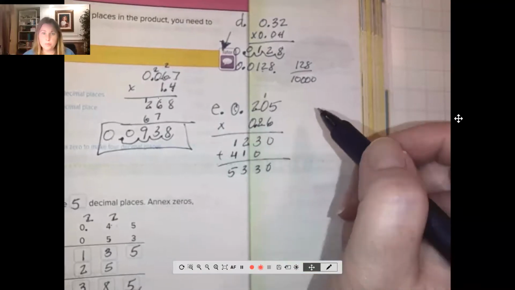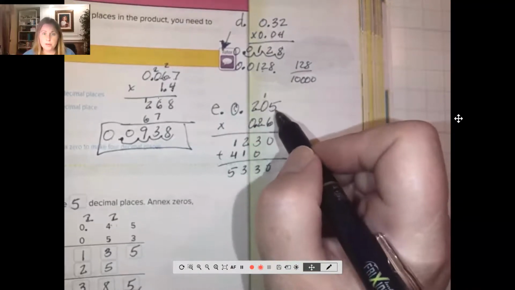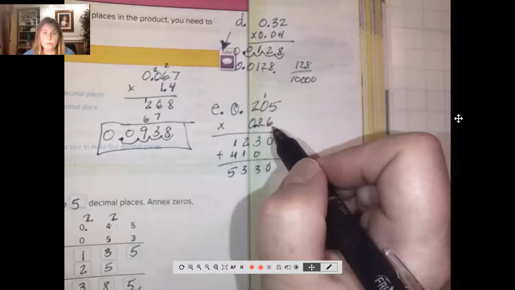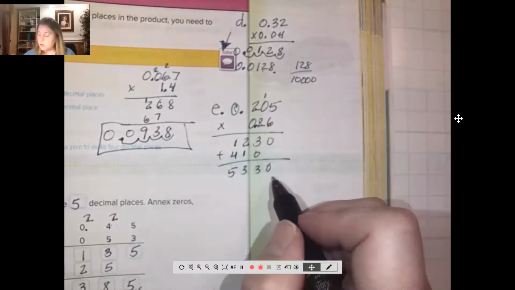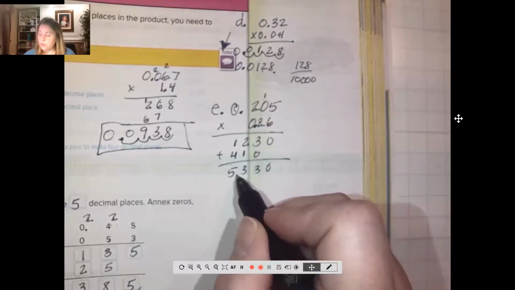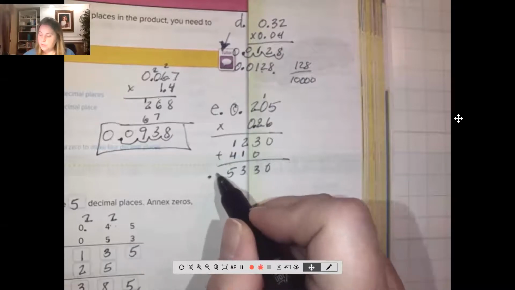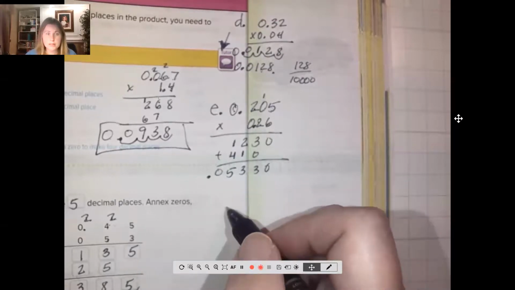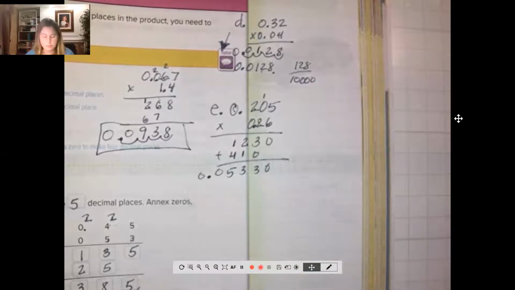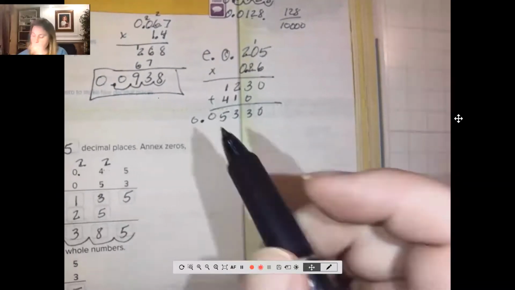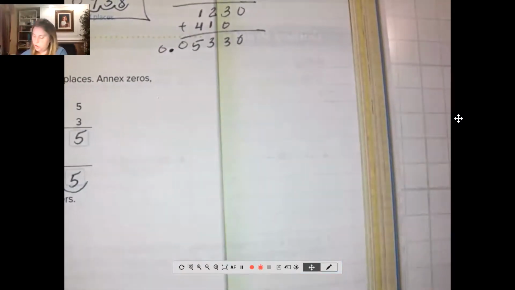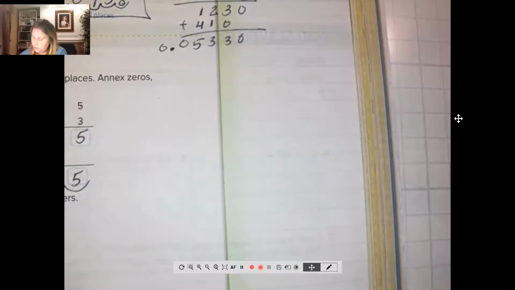And then we need to decide where to put our decimal. In our problem, we had 1, 2, 3, 4, 5 decimals. So in our answer, we need 1, 2, 3, 4, 5 decimals, and we annex a 0 in that space, put a 0 to the left. So our answer is 0.05330. You can drop that last zero all the way to the right if you wish. 0.05330, or you can drop it.